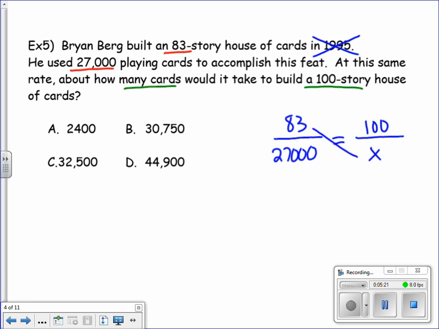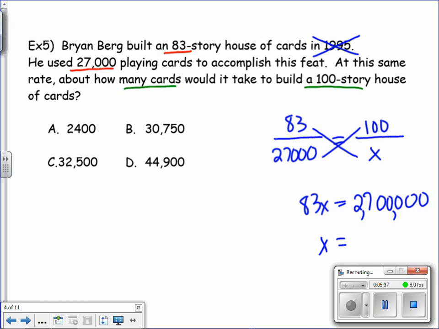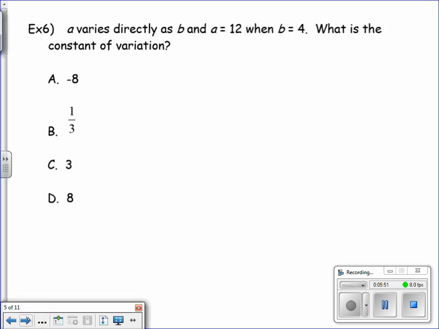So I cross multiply, I get 83x equals, let's see, add 2 zeros to that, so 27,000 with 2 more zeros. So it gives me 2,700,000. So I'll just divide that by 83. And it comes out to 32,530 about. So it says about how many cards. So 32.5, I would go ahead and say this. All right, so it didn't look like a direct variation question, but it really was.